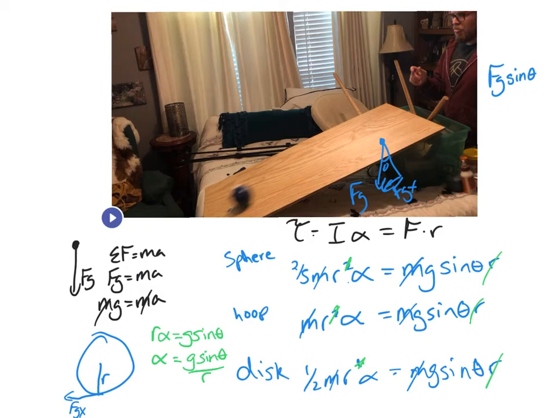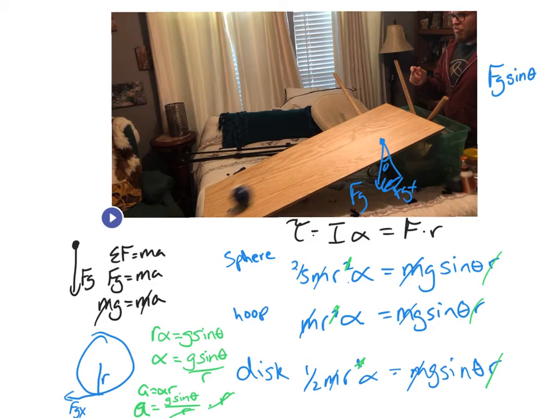The acceleration is equal to alpha r, and so the acceleration would be equal to g sine theta over r times r, and the r's cancel out, and they end up having the exact same acceleration down the ramp, which is convenient and also very neat.